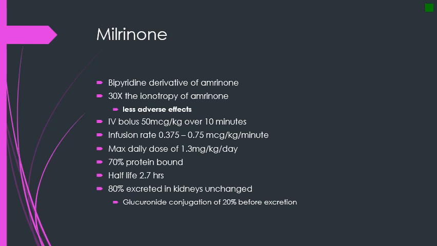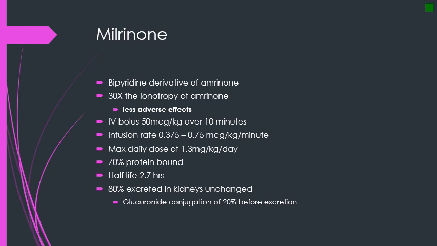But what you need to understand is that it's 30 times more potent than amrinone. It has less adverse effects. You can give 50 mics per kilo bolus over 10 minutes. Many times in the heart room we'll end up giving much less than that because of the profound hypotension that can occur with that dose. But that's the dose that Stoelting suggests, excuse me, for your bolus.